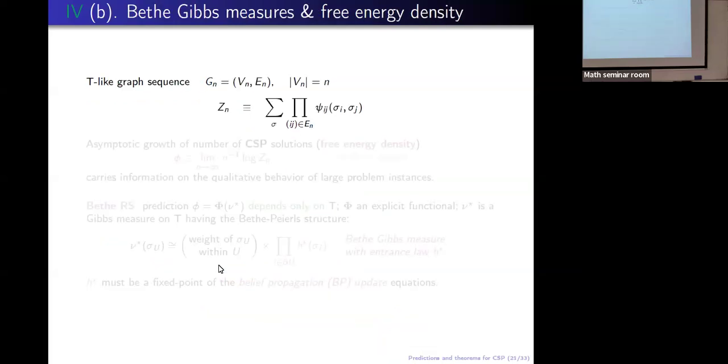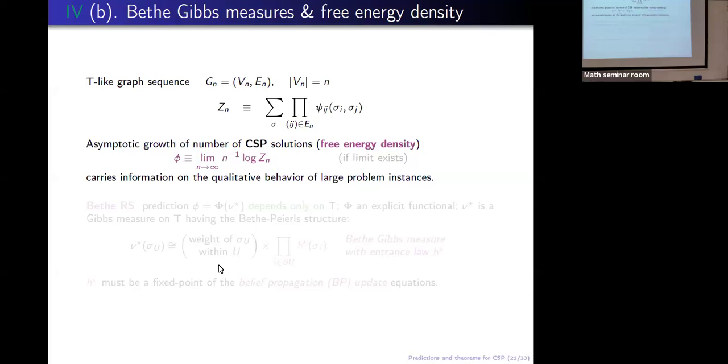This is one prediction. A second prediction, which is also related to that, is this: imagine you have a tree-like graph sequence, going to n. You can write your normalizing constant, which is the sum of the product of the psi's, and imagine that these psi's take just the values 1 and 0. Psi equal to 1 represents a constraint being satisfied, psi equal to 0 represents a constraint unsatisfied, and therefore the whole term is gone. In this case, the sum is just telling you how many solutions you have to this constraint satisfaction problem. So you can look at the asymptotic growth of the number of constraint satisfaction solutions. This is also called the free energy density in statistical physics, which is the limit of 1 over n log Z_n.